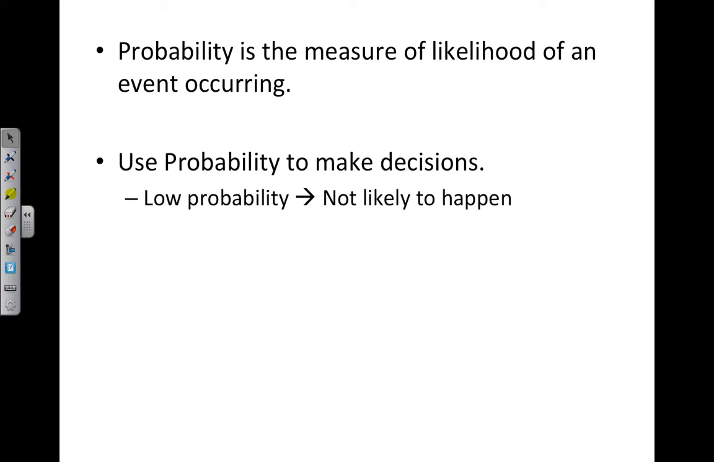Low probability means it's not likely to happen. If the weatherman says there's only a 5% chance of rain tomorrow, I might make the decision not to carry an umbrella. Whereas if he says there's a 95% chance of rain tomorrow, I might make the decision, yes, I should carry an umbrella, because a high probability means it is likely to happen. Not definite, but likely.